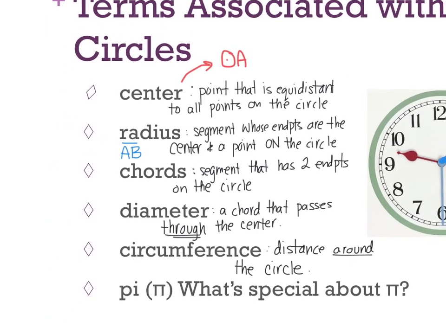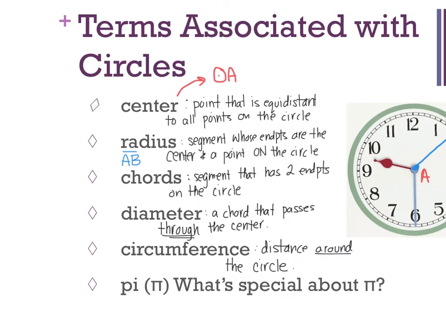Chords. A chord is a segment that has 2 endpoints that are on the circle. So for example, if I draw a point there, and I'm going to draw a segment and a point right there. Let's say I name this point C and this point D. That is a chord. Again, it's just a segment that has 2 endpoints on the circle.